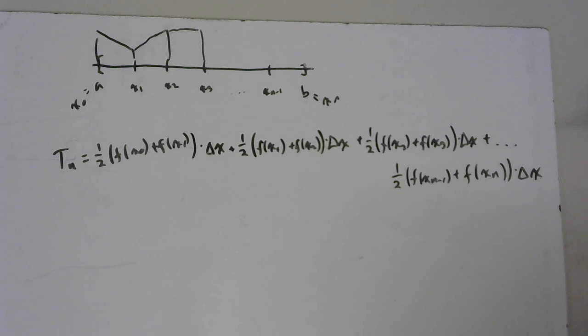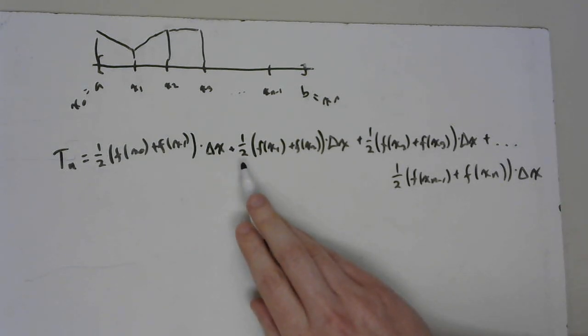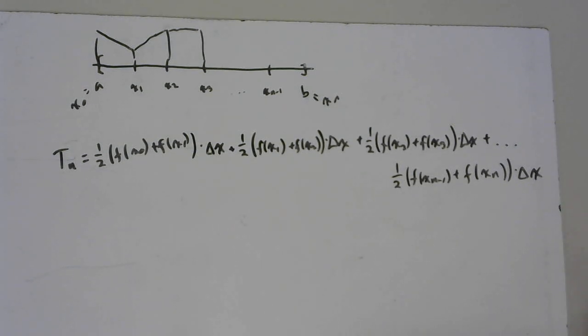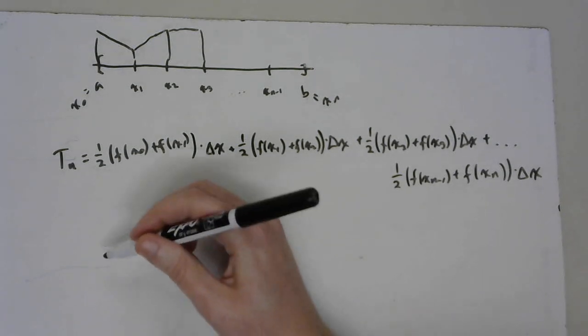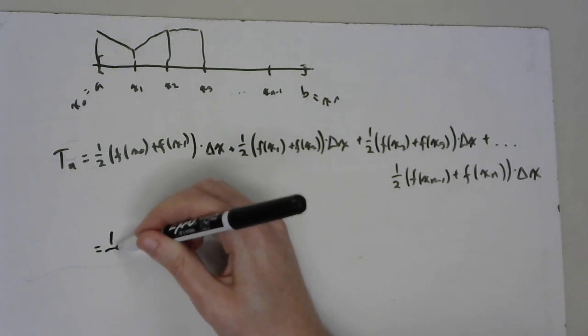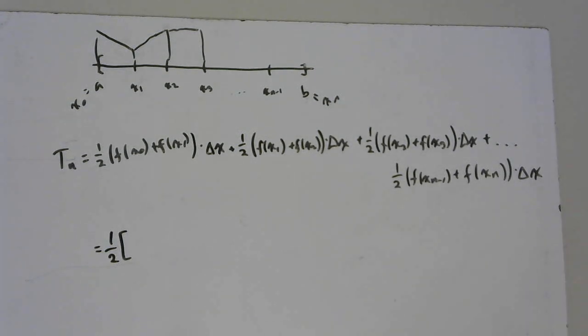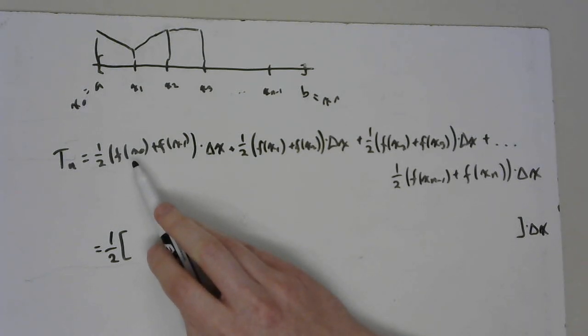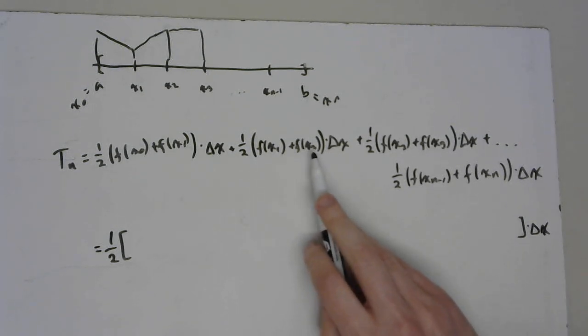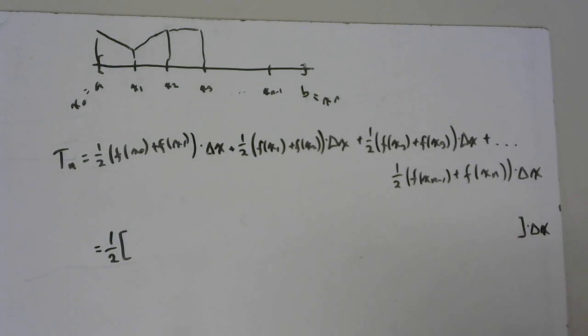I want to shortcut this. For one thing, I've got this 1/2 in every single term. I can factor that out, at least not have to write it down over and over again. Same with this delta x at the end, that's showing up everywhere. Might as well just multiply by it at the end, as long as you remember. And now, if we look at what happens in the middle, we would have had this plus this plus this plus this, etc. Can add those all together now.